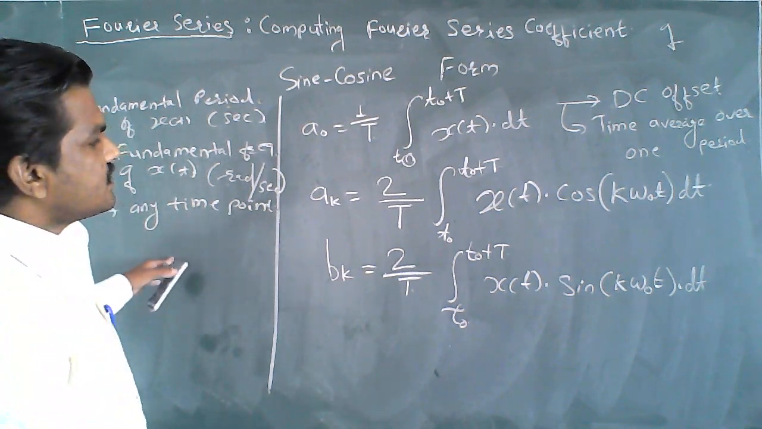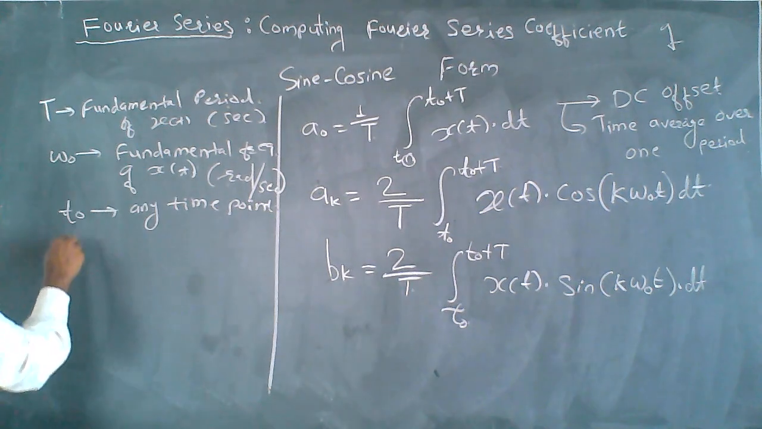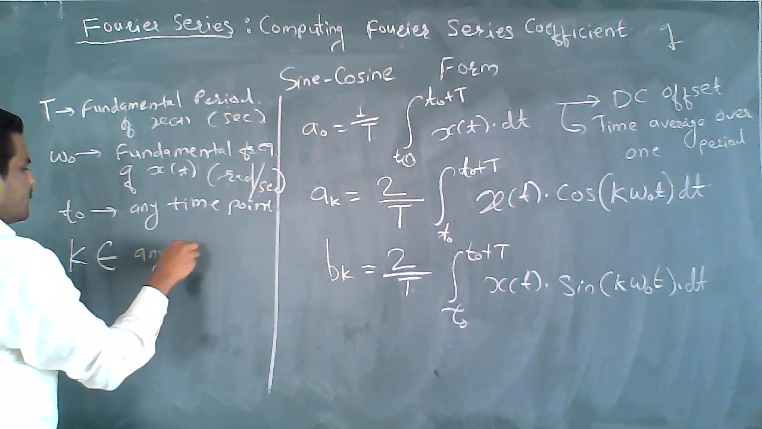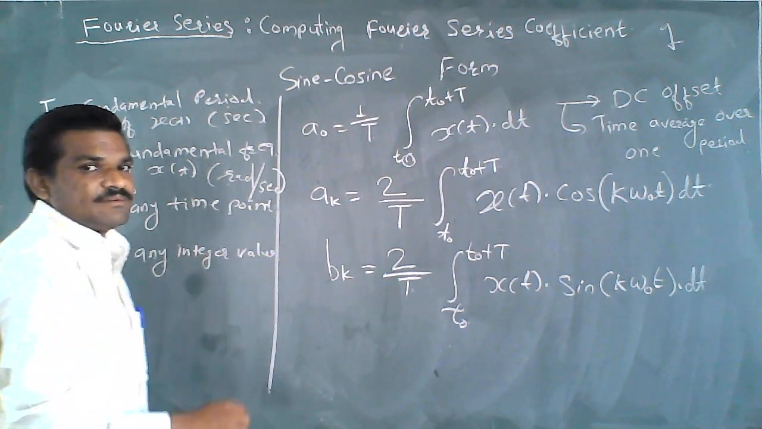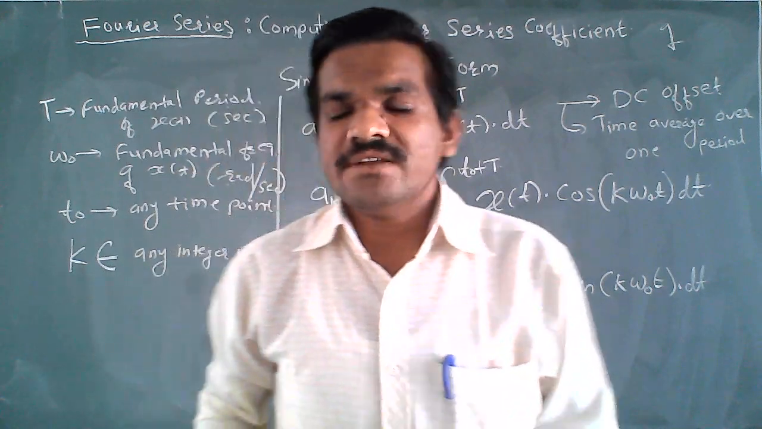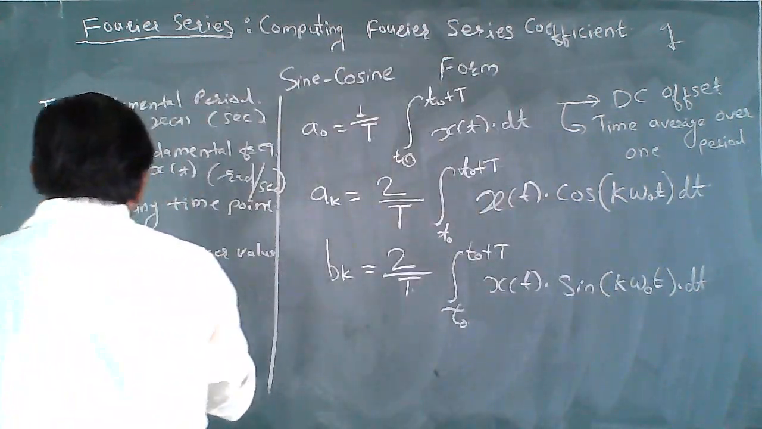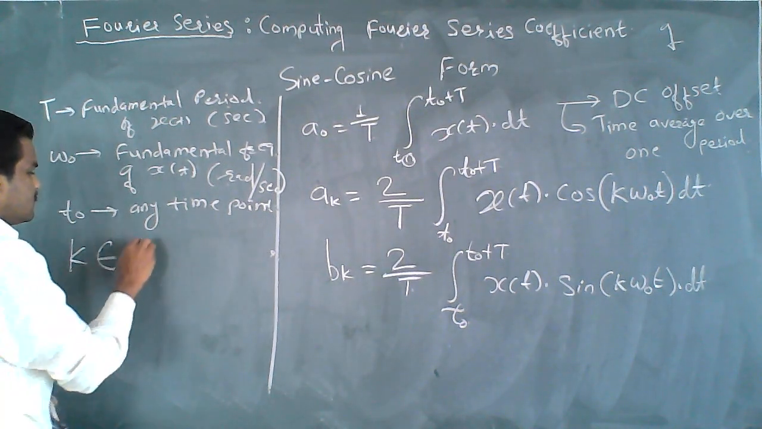Okay, fine. And then any other term is remaining. Okay, so k is remaining. K belongs to any integer value, or you can say all integers. Instead of any integer value, I can write it as all integers.